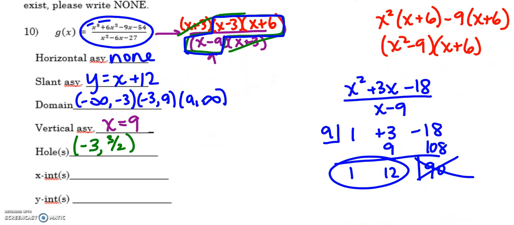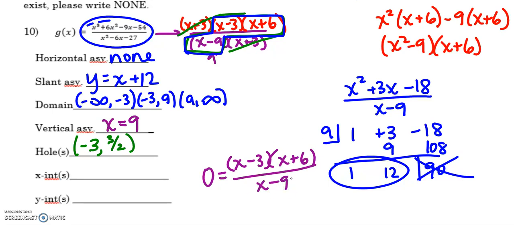All right, so we're cruising. X-intercepts by definition is what happens when you set the whole thing equal to 0, right? When y is 0. So I have x minus 3 and x plus 6 over x minus 9. That was my simplified function. So thinking about what makes that 0, I really just care about where the top is 0. So that's going to be at 3, 0 and negative 6, 0.